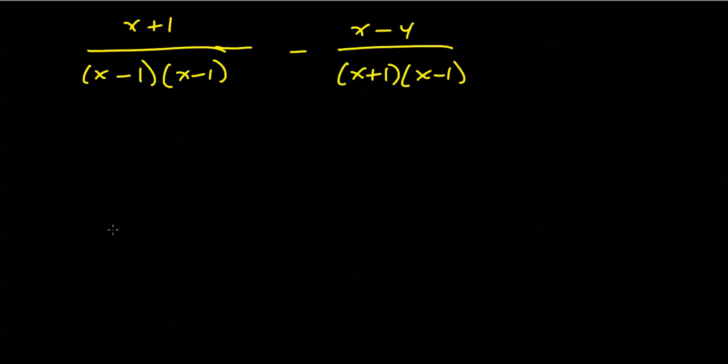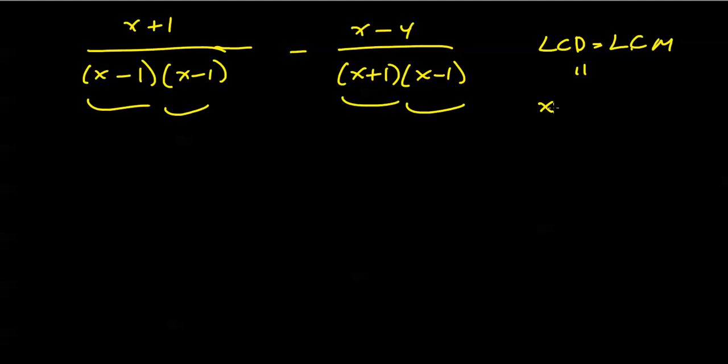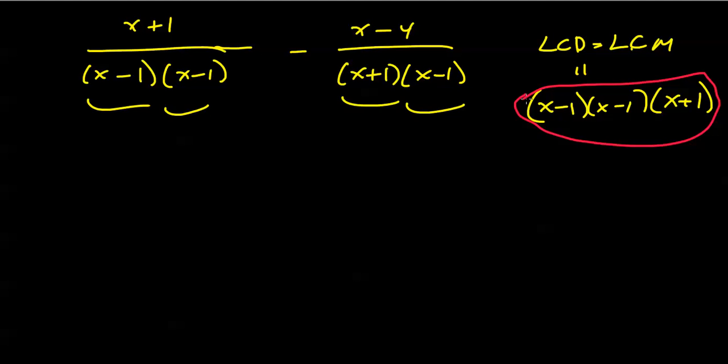Alright, now I have to spot the LCD. Now remember, the LCD, or LCM, same thing. It's the least quantity that contains all prime factors of each denominator. Well, here I've got two factors of x minus 1. Here I've got a factor of x plus 1 and a factor of x minus 1. I claim the LCD for this problem, well, you'll need two factors of x minus 1 and one factor of x plus 1. Alright, so please convince yourself that this expression contains all factors of both denominators. Alright, so I'm going to have to make some adjustments here. There are some missing factors in both of these denominators.